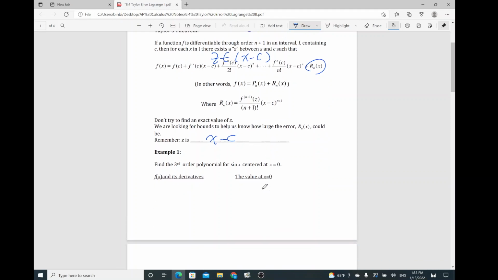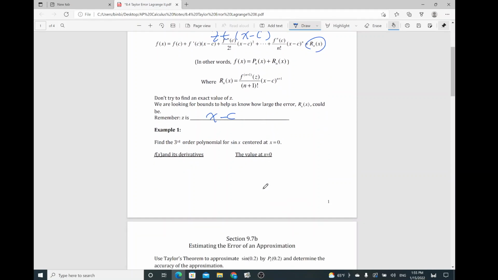Find the third order polynomial for sine of x centered at x equals 0. So that means c equals 0. Start off with the derivatives. For sine of x, we know that sine of x is an odd function. It's a roller coaster, always bounded between -1 and 1 for the range.